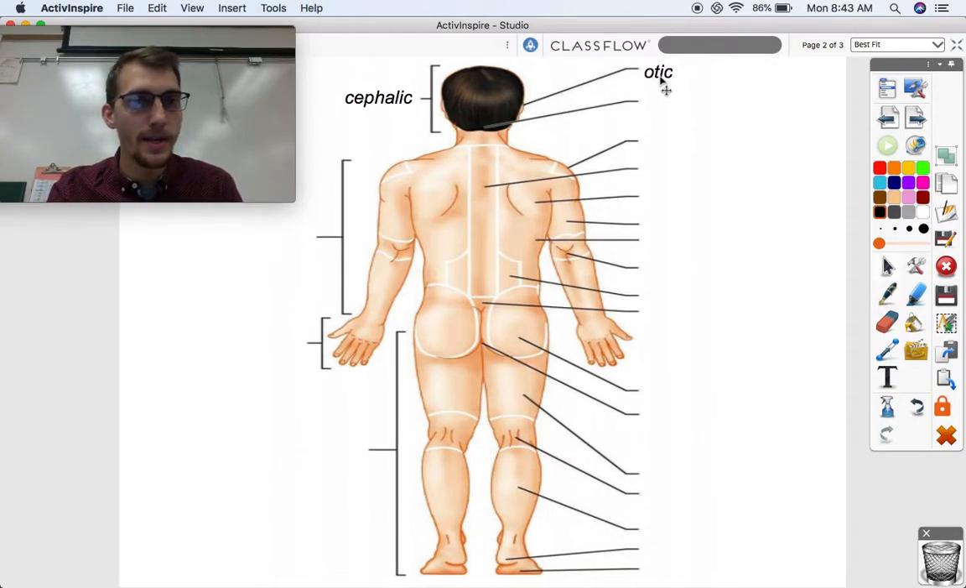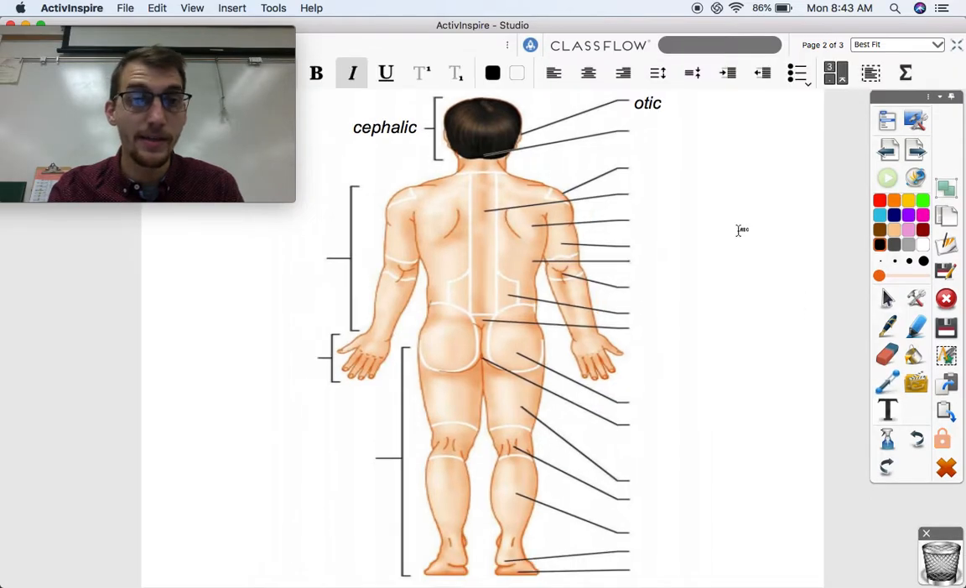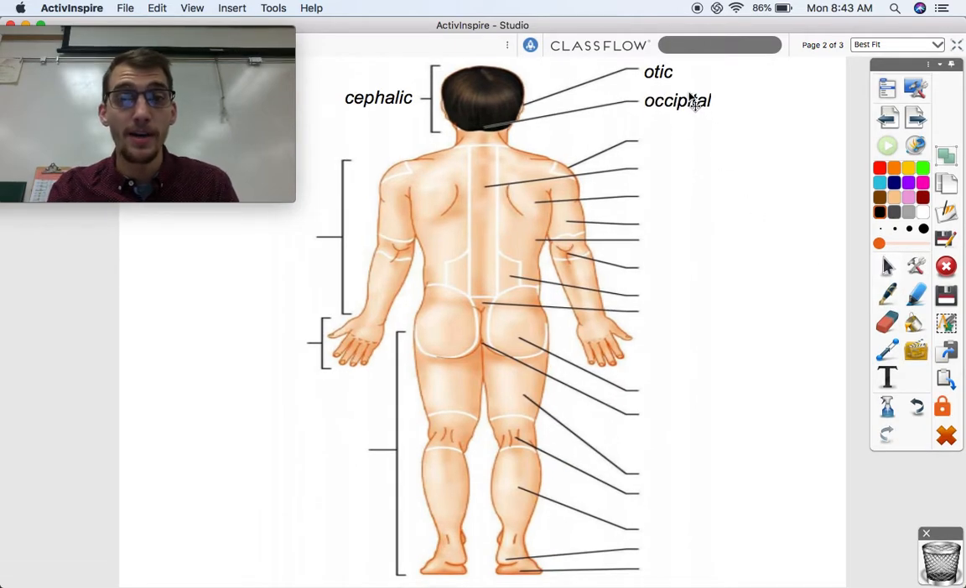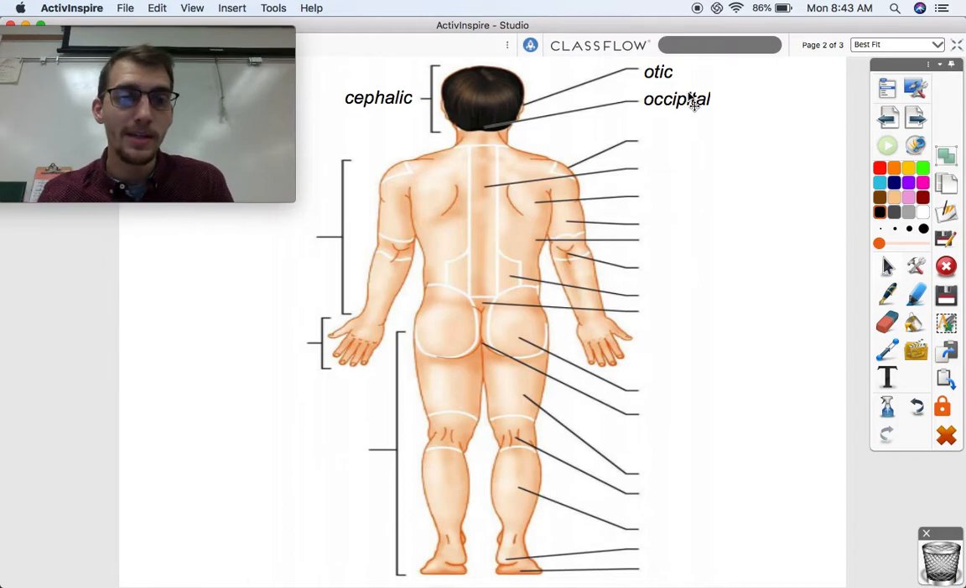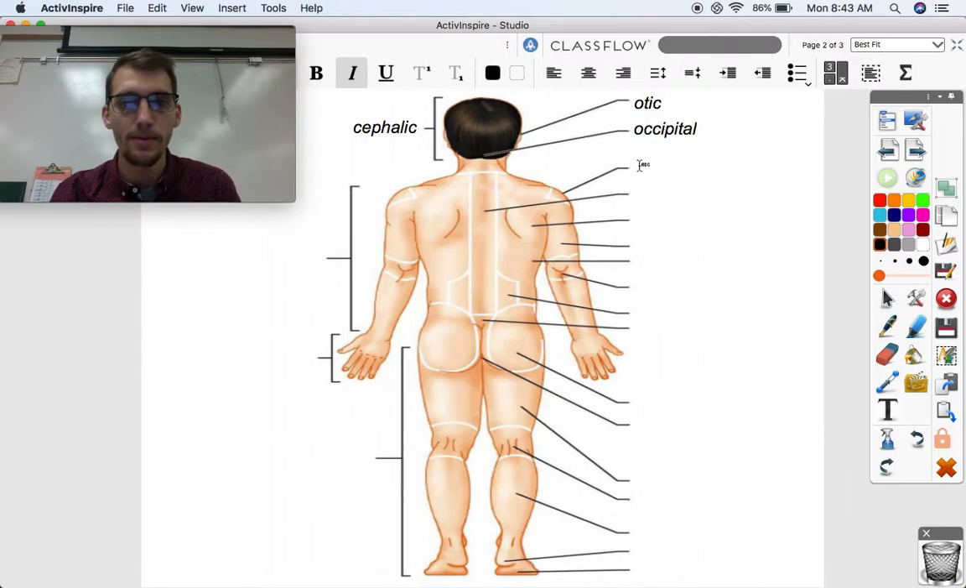So an otic infection is an ear infection, right? On the back of your head, it's referred to as the occipital region. You have an occipital bone in your skull, it's back here, and you have an occipital lobe in your brain, so it's all the back of your head. All right, so there's going to be some repeats on this diagram, but that's okay. We don't really care that much.